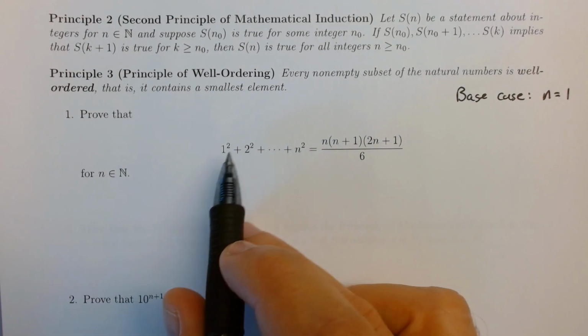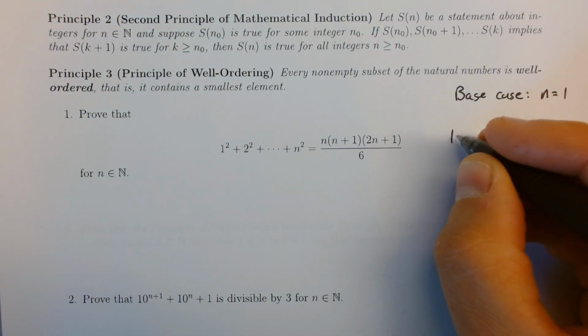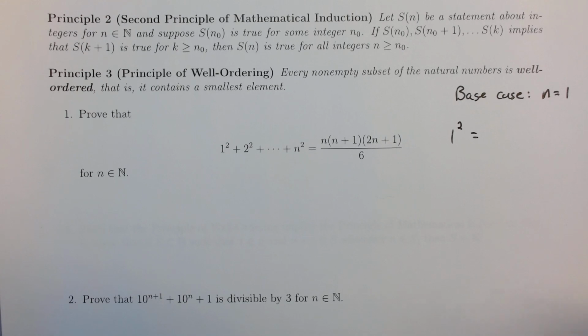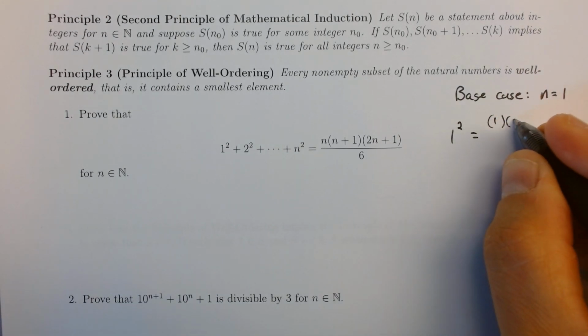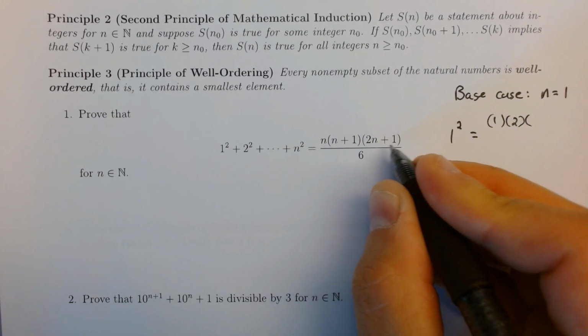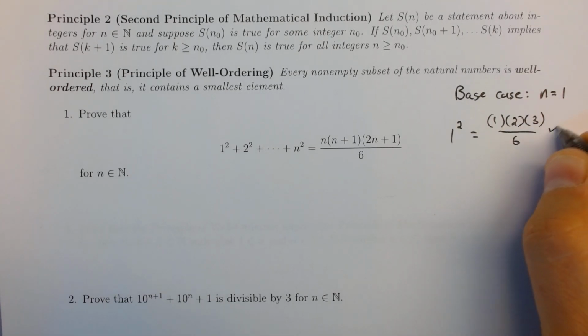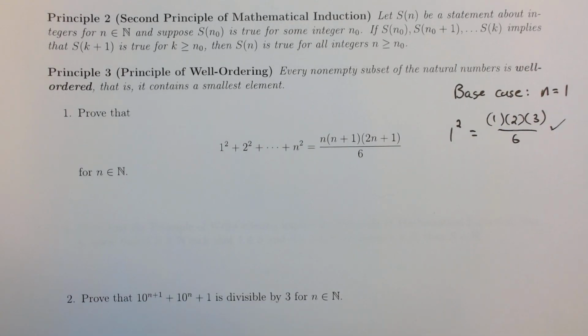So in the case of 1, you just have 1 squared on the left-hand side. And then we just plug in 1 for n on the right-hand side. So 1 times 2, 2 times 1 plus 1 is 3, all over 6. And that works out. That's 6 over 6, which is also 1. So that's the first step of an induction argument. Just check that it works on the base case.